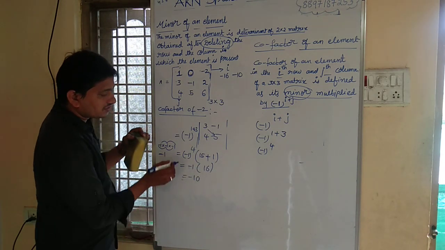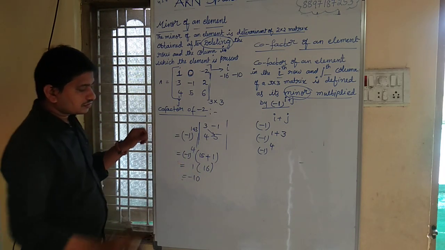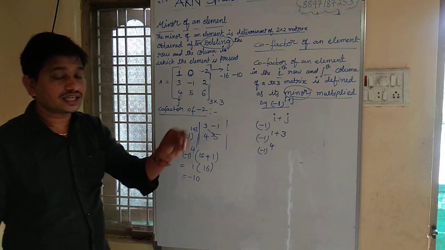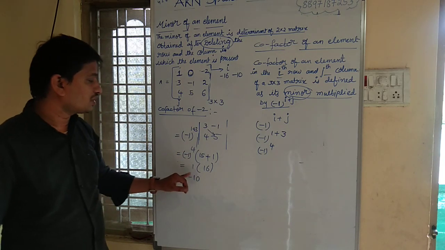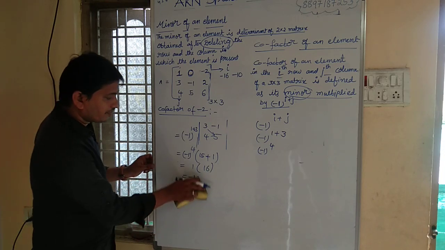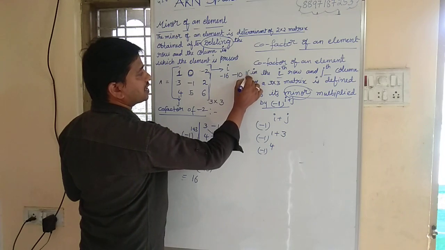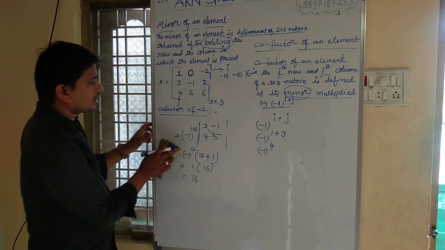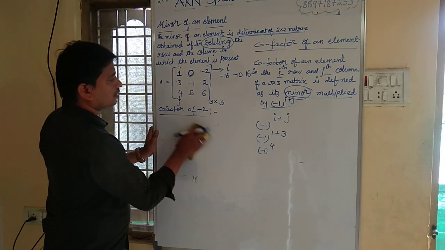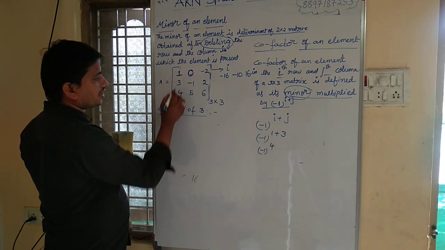Minus 1 to the power 4. Children, here the power is an even number. The number of negative integers being multiplied is even, so the result is positive, children. Minus 1 to the power 4 is equal to plus 1. Right? So plus 1 into 16, that is equal to 16, children. So here the answer is 16. Okay, now let us find the cofactor of 3, children.